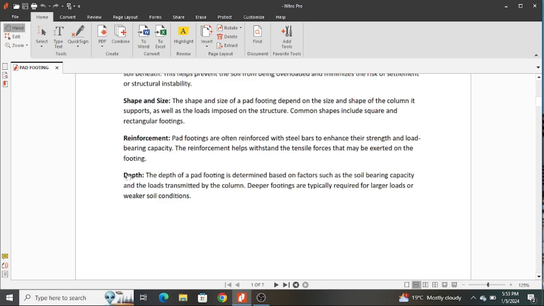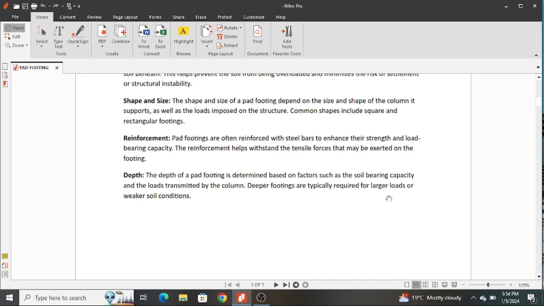Also, depth is an important aspect when designing a footing because depth is governed by the shear resistance required and also the general utility of the structure and the axial loads of the structure and many other parameters. The depth of a pad footing is actually determined on these factors that I've mentioned, and even soil bearing capacity and the actual axial loads or design moments required.